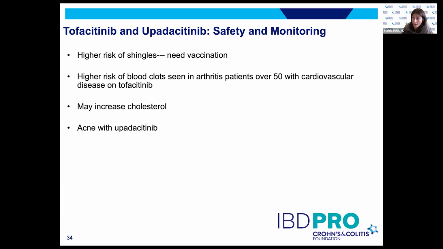So safety and monitoring. There is a higher risk of shingles with these medications. So it's really important that you discuss that risk with patients and that you make sure that they've gotten their Shingrix vaccine. Shingrix vaccine is safe for patients on immunosuppression. It is not a live vaccine. It is indicated and approved for people 19 and over who are on immunosuppression or who are going on immunosuppression. So it should be covered by their insurance, even if they're under 50, because they have this indication that they're going on an immunosuppressant.